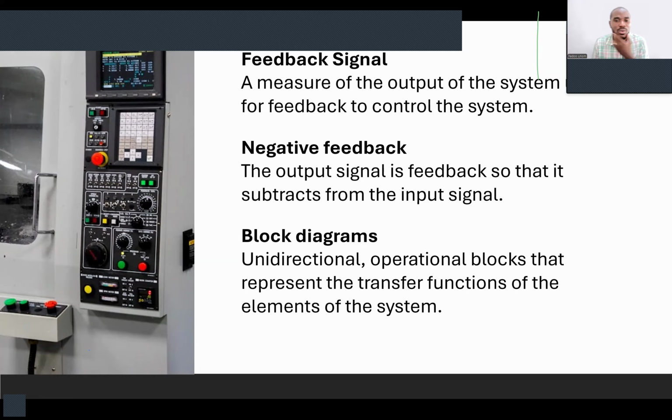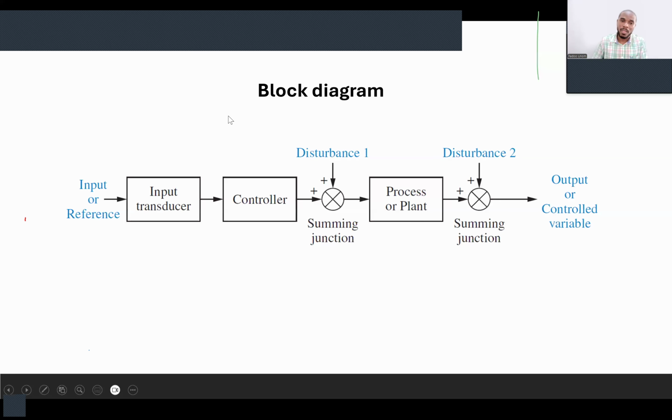Now, this is an example of a block diagram. You can see these blocks. That's why we call them blocks. These are major blocks that represent transfer functions. Your arrows represent your inputs and outputs. This circle here, we call it a summing junction. So let's look through this.